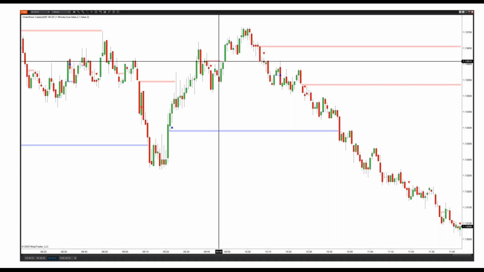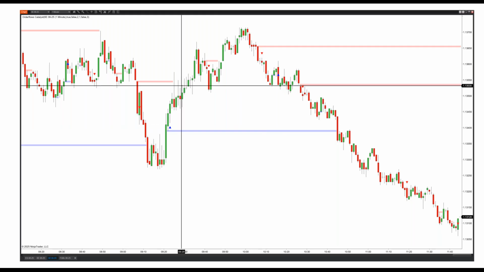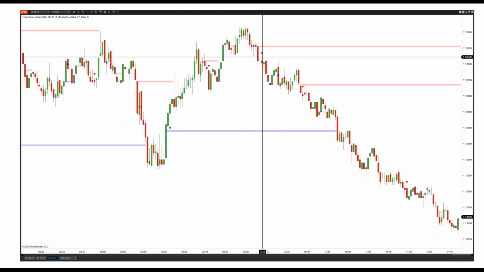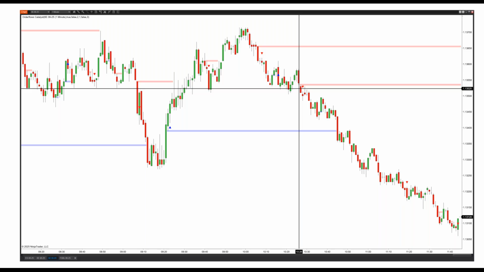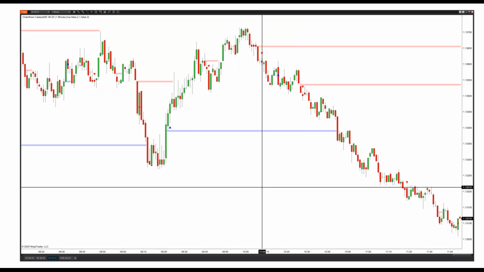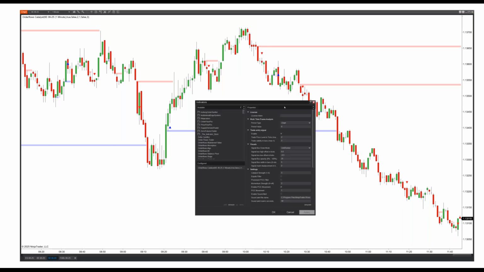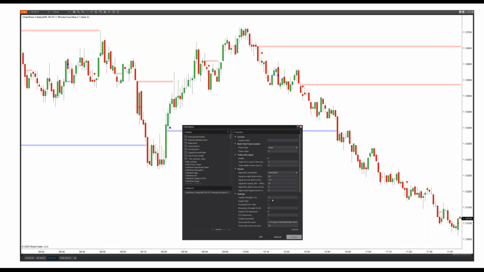This is why I like using these zones, because they give me a level that if the price gets back up to that level or back down to this level, if I'm in the trade, I should get out. I use it as a stop level. You see here, nice move down. This one stops you off, but then you get back into the trade here to catch that whole move down. Let's go back to the settings here.